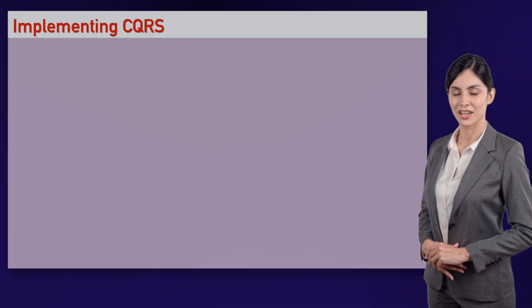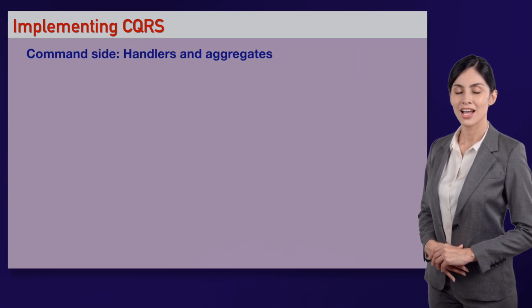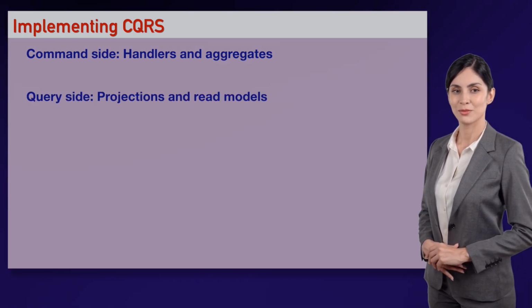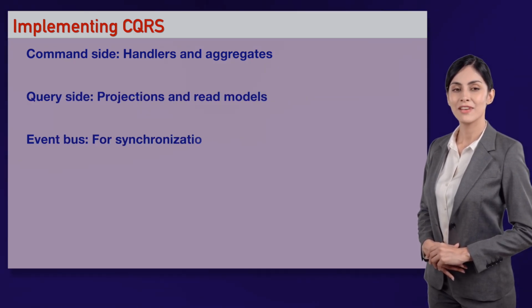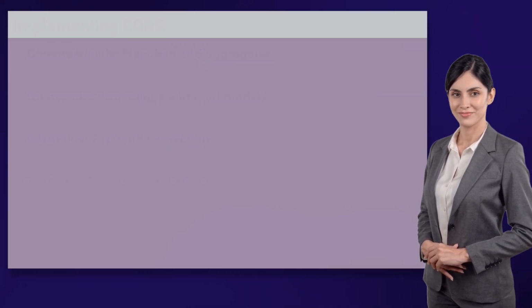Implementing CQRS on the command side, use handlers that process commands against aggregates. On the query side, build and maintain projections from events. An event bus or broker handles synchronization. Popular tools include MediatR for simple setups or Axon Framework for full DDD plus CQRS support.